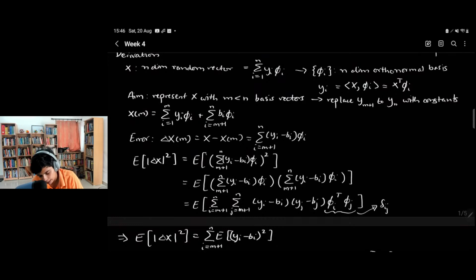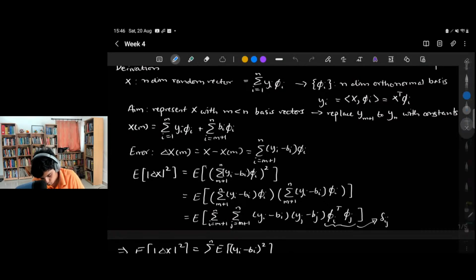If you want, I will write down a little bit more details over here. I will put in maybe one or two more steps. Let me write down over here. I need to upload my notes, and I will put in some more steps.